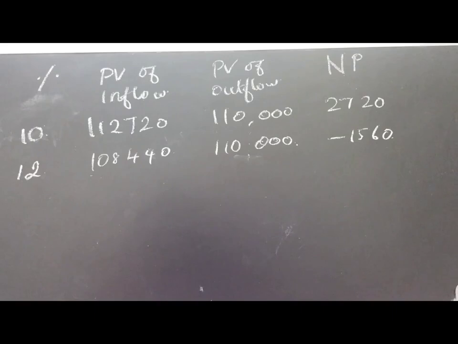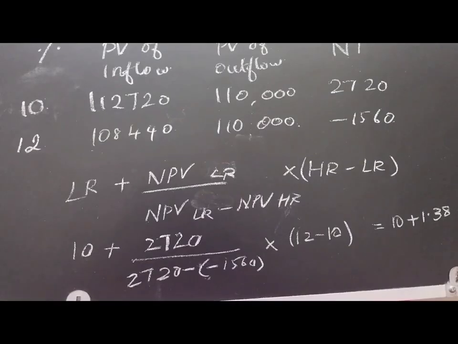In interpolation, we find the unknown factor by comparing two known factors. So here the known factors are the NPVs at the 10 and 12% discounting factors. First we find the difference of NPV and then the difference of PV factor. We can find it using two methods. Okay, let's see the first method using the formula.